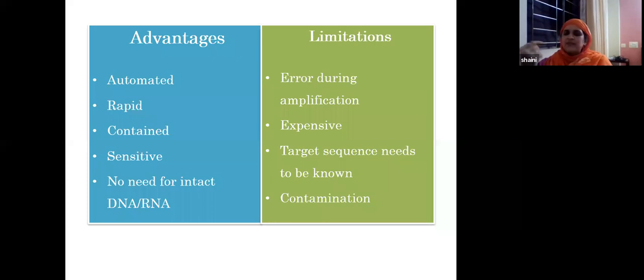Finally, contamination. This is more so with RNA because RNases and RNA are ubiquitous, present everywhere. So the test sample can get easily contaminated with extraneous RNA or DNA. So it needs to be done in a very sterile environment.